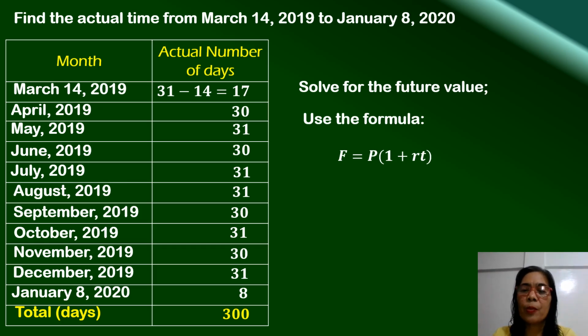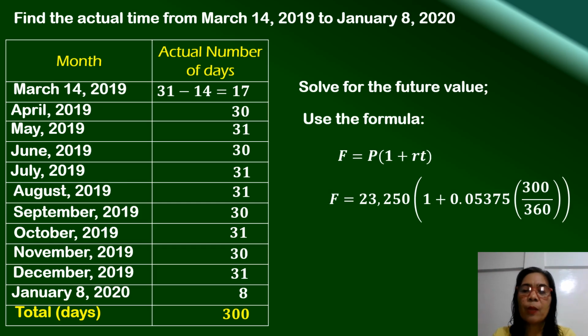So we are now ready to solve for the future value using the formula F is equal to P times 1 plus R times T. Substituting now the values, the principal value is 23,250. Then we have 1 plus the rate in decimal is 0.05375. And we have the actual number of days is 300. And take note for the banker's rule, we have to divide that one by 360. That gives us now the future value is equal to 24,291 and 41 centavos.